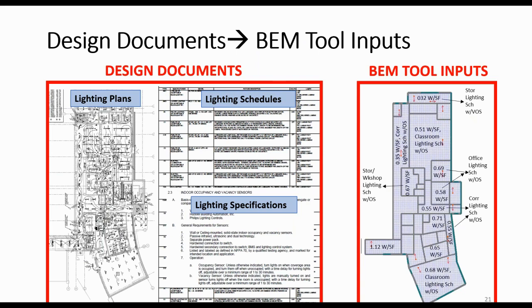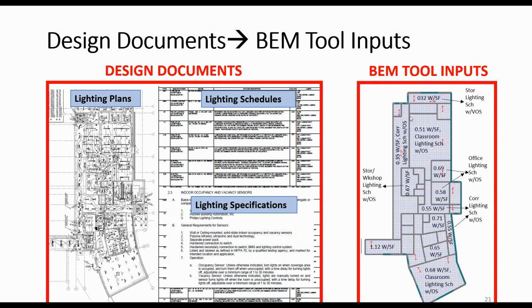So with lighting, as Maria talked about earlier, we have our lighting plans, our lighting schedules, and our lighting specifications as part of the design documents. And you can't just take that information and put it into the BEM tool. It needs to be processed so that it can be input into the model. So as you can see here, in the model, you'll need to put in wattages per square foot or total wattages for each HVAC zone.